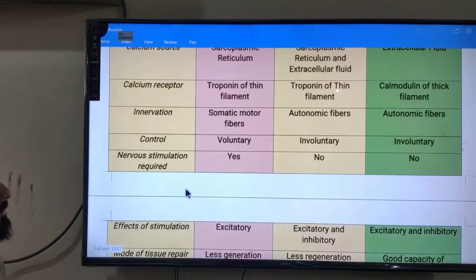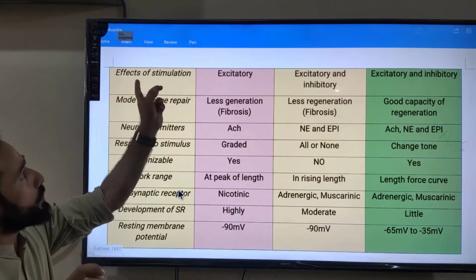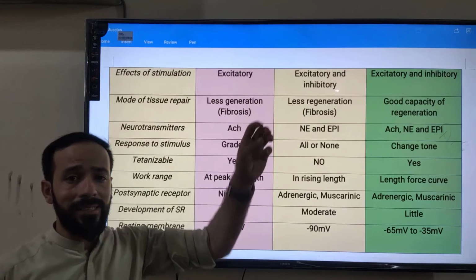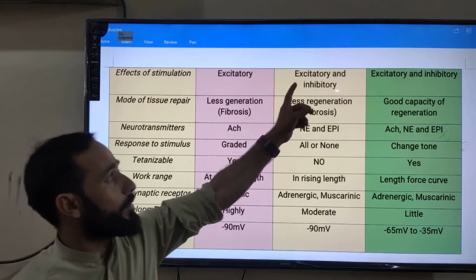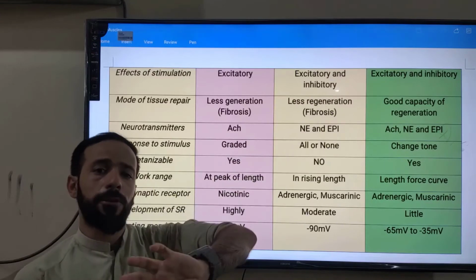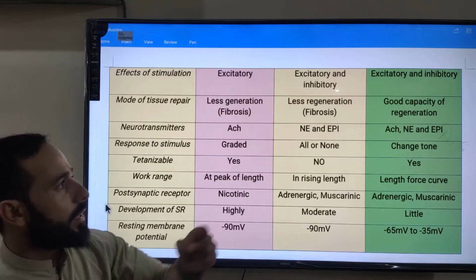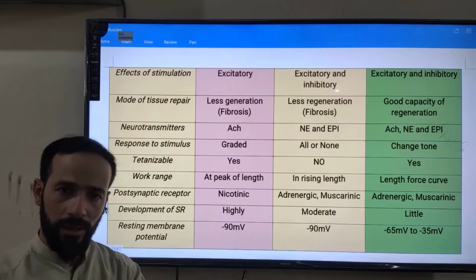Right, friends. What about the next important points? What will happen if you stimulate the muscle? If you stimulate the skeletal muscle, it will get excited. If you stimulate cardiac muscle, it will either be excited or inhibited. And in smooth muscles also, it will either be excited or inhibited.